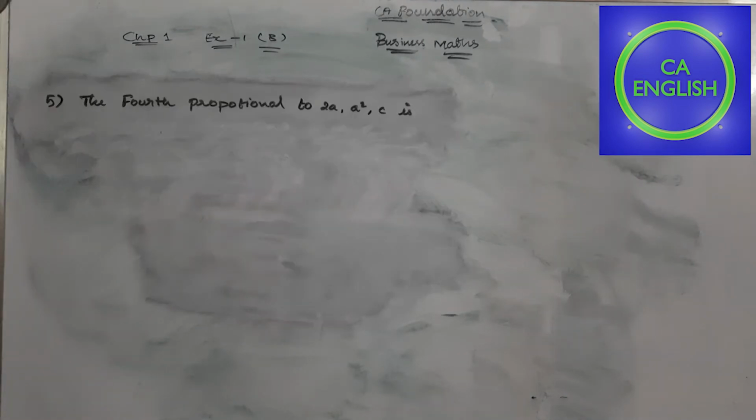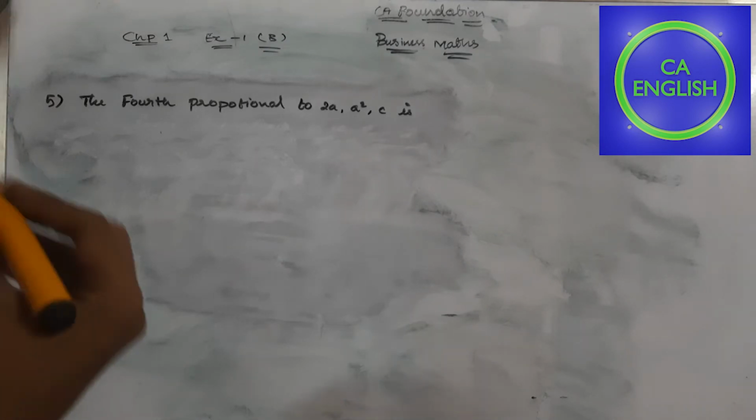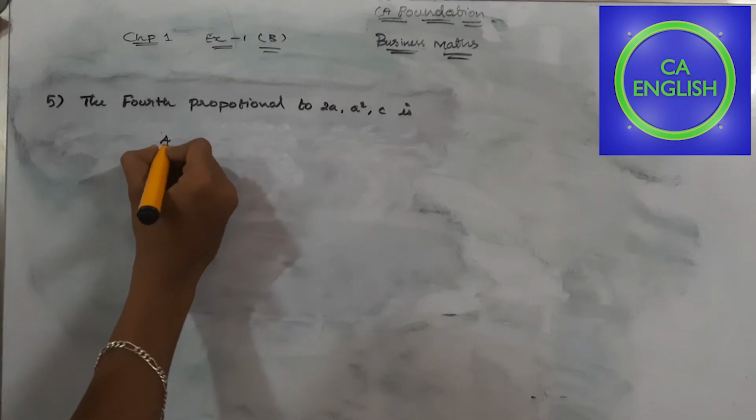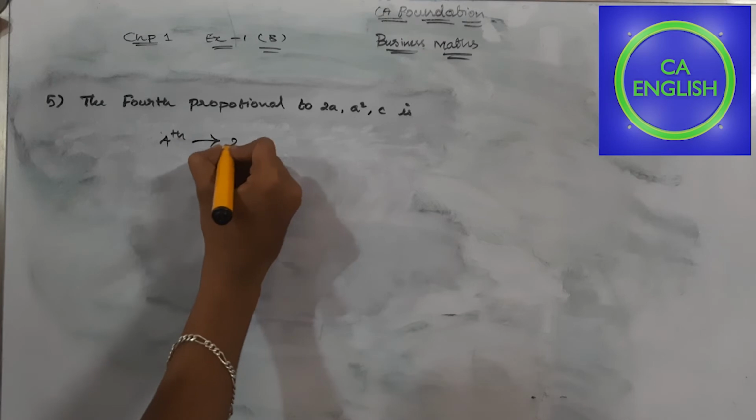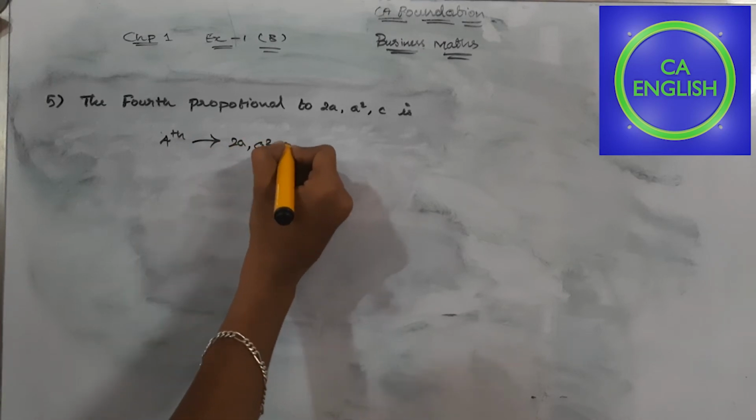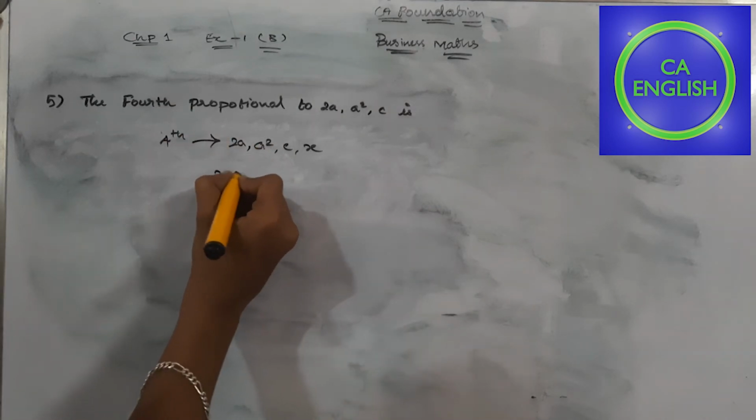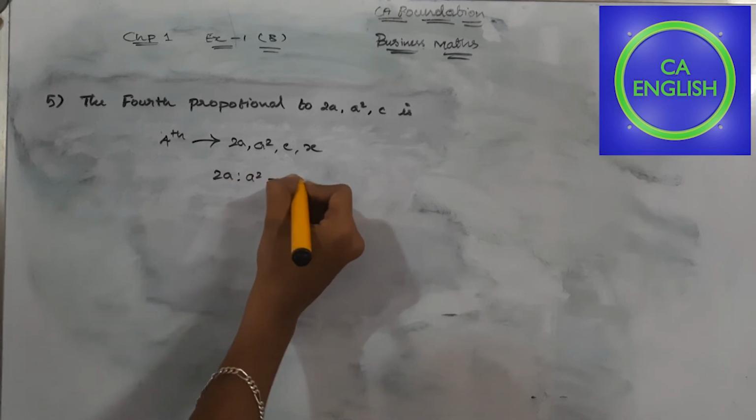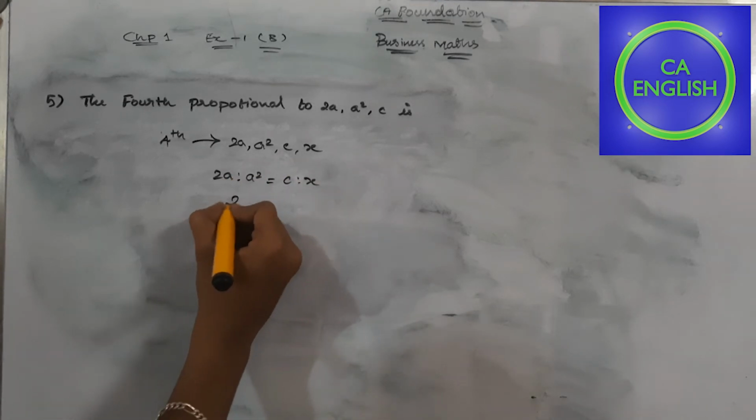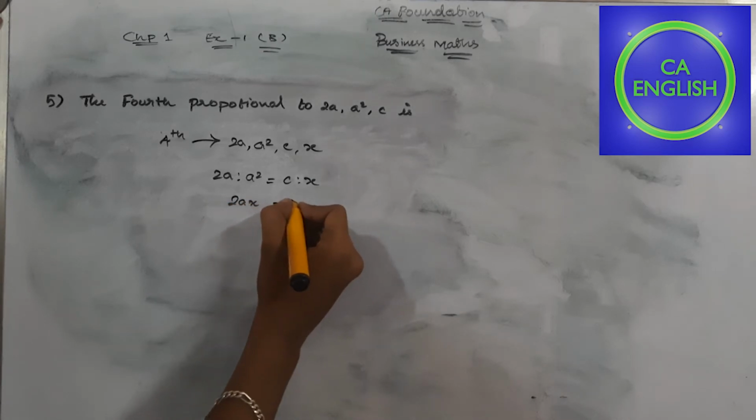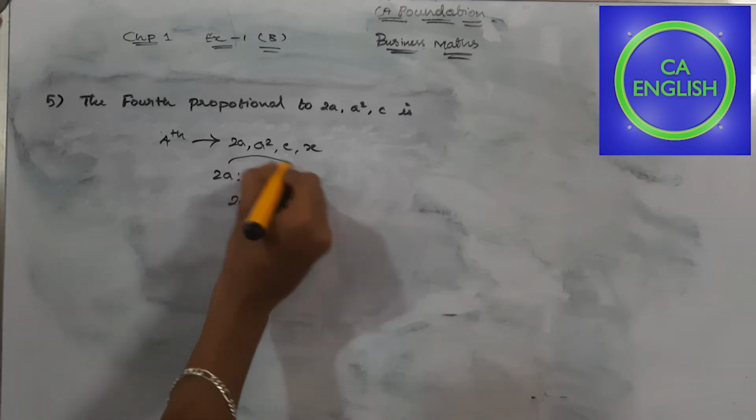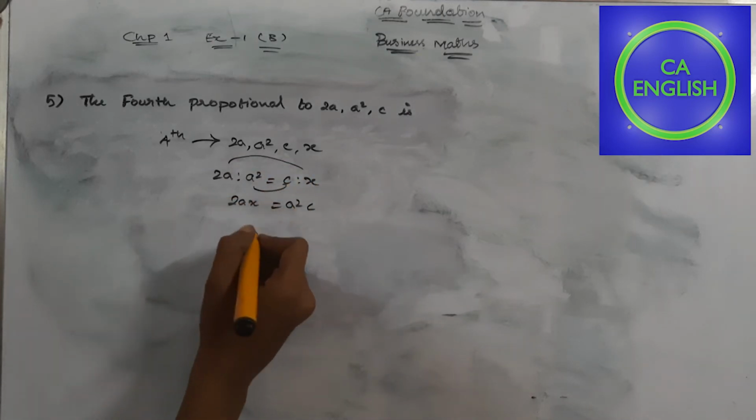Simple. The fourth proportional to 2a, a square, c. We want to find the fourth proportion as we found in the first sum. Just write in order: fourth proportion implies 2a, a square, c, x. x is the term we want to find. Write it in a ratio: 2a is to a square is equal to c is to x. Then 2ax is equal to a square c. That means we are multiplying. As usual, then bring the x.